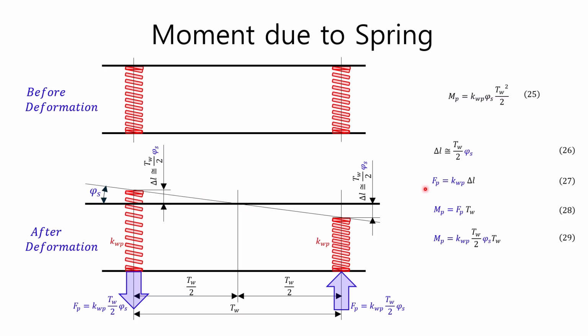The couple force Fp can be expressed as equation 27 using the wheel rate Kwp. Continuing, the moment Mp generated by the couple force Fp can be expressed as equation 28. By substituting the spring deformation delta L of equation 26 into equation 27 and substituting the couple force Fp of equation 27 into equation 28, the moment Mp can be obtained as in equation 29.